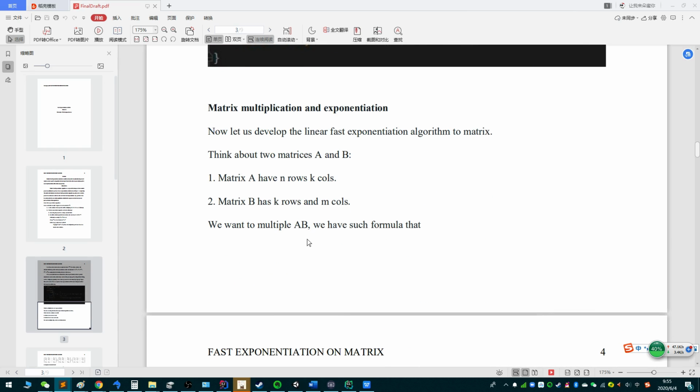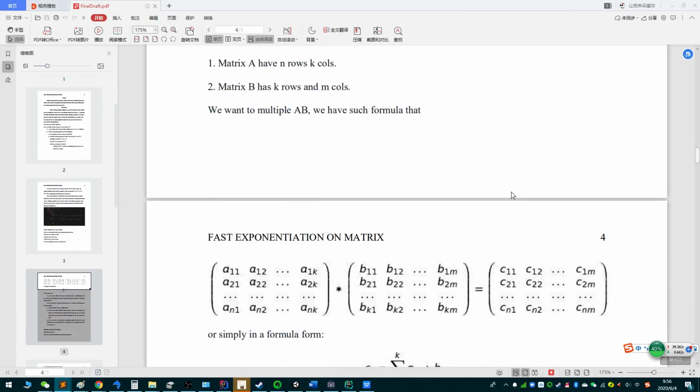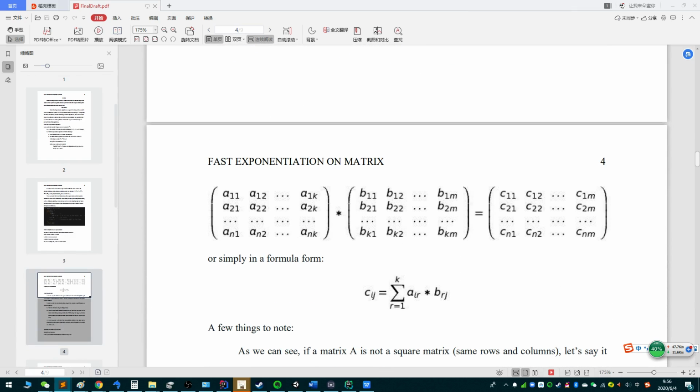Okay, and now let's talk about matrix multiplication and exponentiation. If we want to multiply two matrices A and B, we simply multiply each row of A with each column of B, element by element. We multiply them together and add them all together to be one element of the output. It's very easy to understand, and you must already know how to do it because we are taking the linear algebra class.